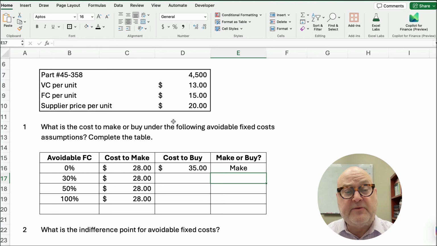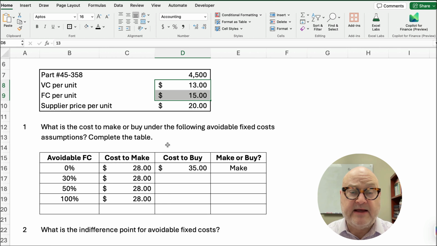Now, a lot of times people, when they first see a problem like this, they say, oh, okay, it costs $28 to make. It'll only cost $20 to buy. So therefore, let's just buy it. It's going to be cheaper. Don't think about it. Keep going, right? Well, but you still have fixed cost. You always have fixed cost unless we're told otherwise.